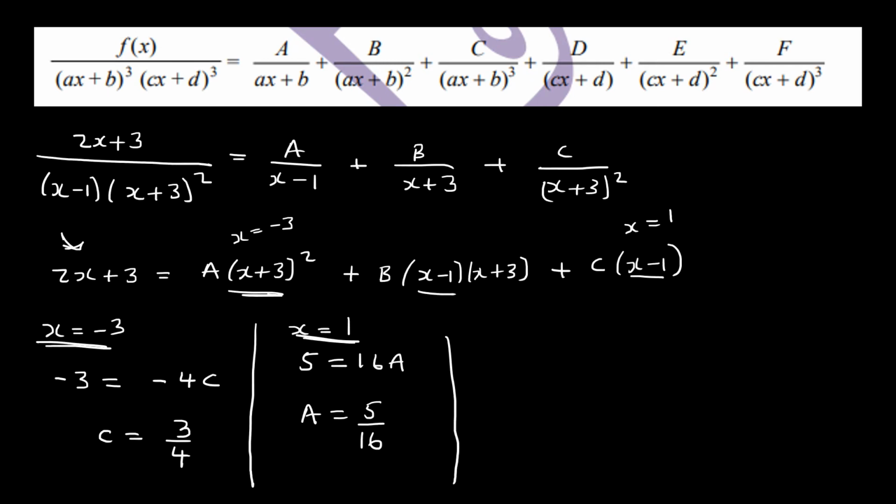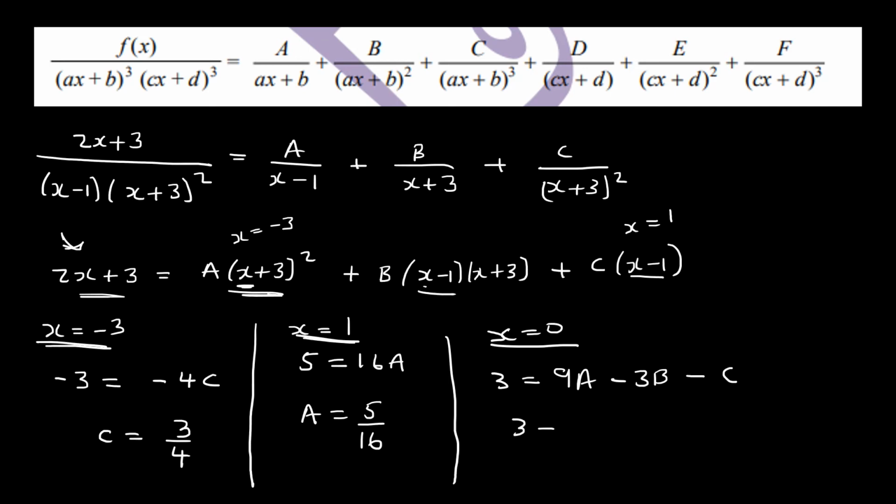Now how do we solve B? We can't substitute minus 3 and 1 again. We already used them. So now you pick any value you want. Remember, always use 0 if you haven't used it. If I substitute 0 here, I'll be left with 3. If I substitute 0 here, I'll be left with 3 squared, which is 9A. If I substitute 0 here, I'll be left with minus 1 times 3, which will be minus 3B. If I substitute 0 where there is C, I'll have minus C.